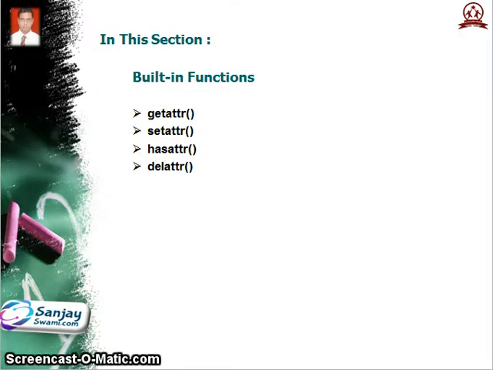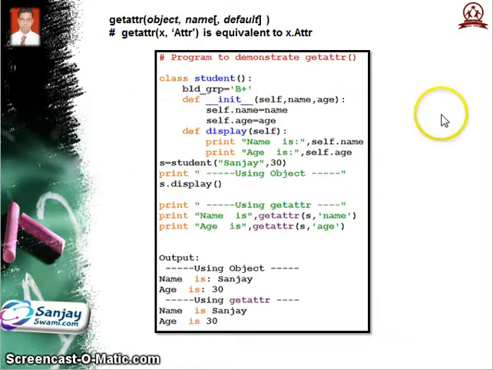So attributes of a class can also be accessed using some of the built-in methods or functions. In this section, you will learn about the following built-in functions used to access the different types of attributes, such as getattr, setattr, hasattr, and delete attribute, that is delattr. Let's discuss the getattr function. This function is used to access the attribute of the object.